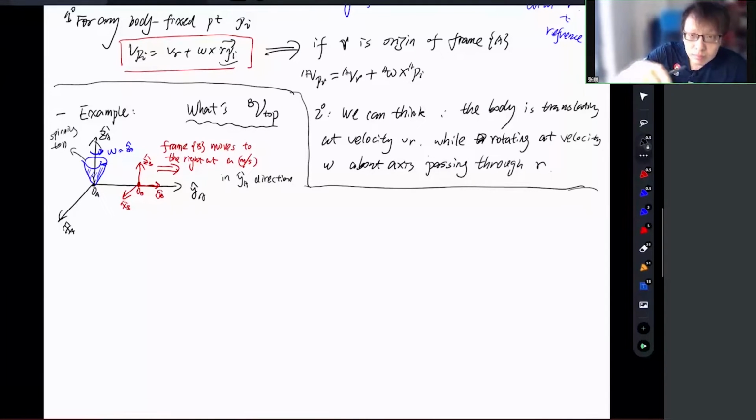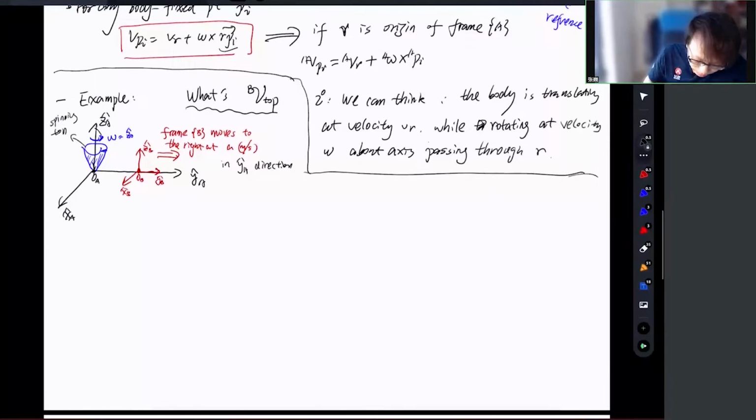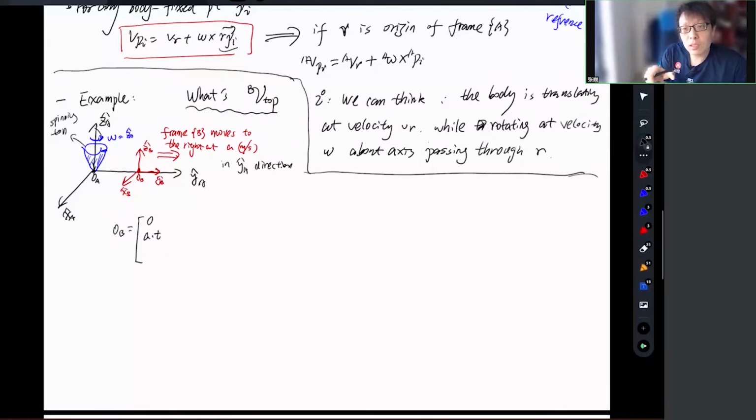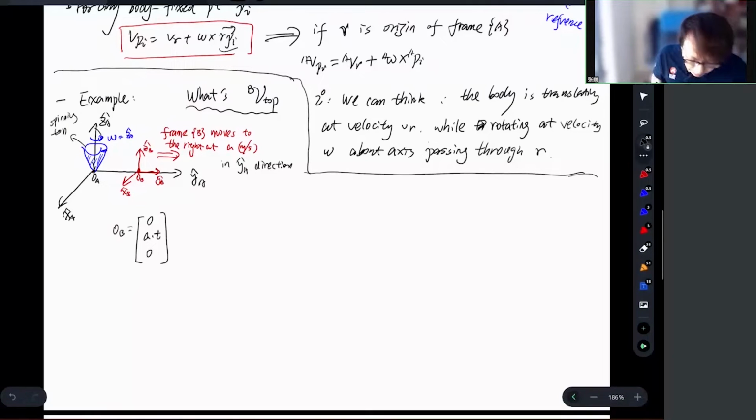So based on my previous introduction today, I hope that's clear enough. You can easily answer the question. First of all, OB in terms of its coordinates will always have x coordinate 0, and y coordinate, let's assume originally it's also at 0, so it will be a times t. Okay, at time t, it moves a meters. And the z coordinate is 0. So that will be the OB's location.